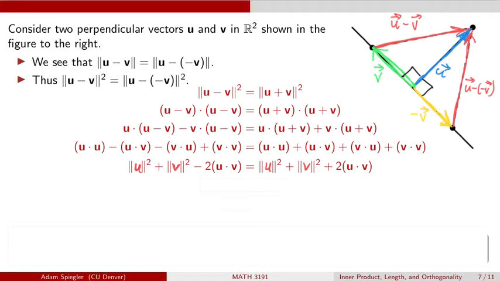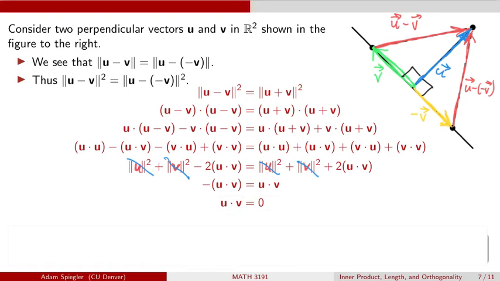Now we can simplify this equation. If I subtract the magnitude of u squared from both sides, these terms will cancel. Subtracting the magnitude of v squared from both sides is going to cancel those terms off, and then we can divide both sides by 2. That gives us the equality that minus 1 times u inner product with v is equal to u inner product with v. The only way that minus 1 times a number is equal to that number is if that number is equal to 0.